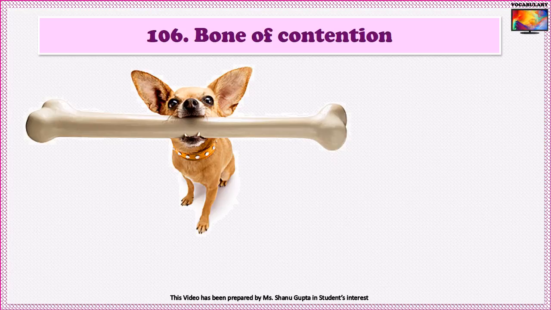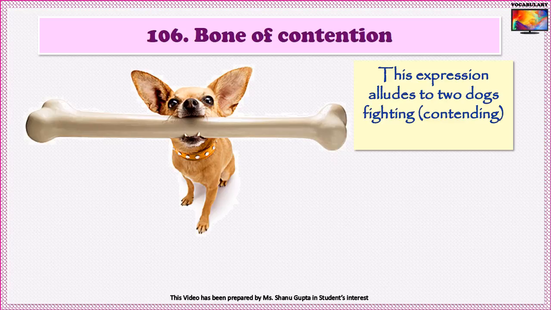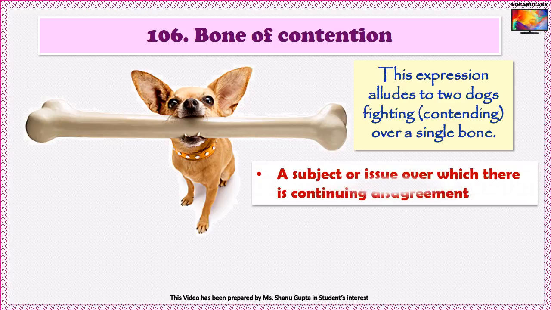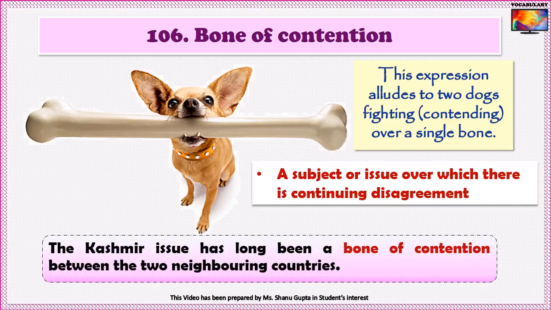Bone of contention. Well, contention means a heated disagreement. This expression alludes to two dogs fighting over a single bone. So the phrase a bone of contention is used to refer to a subject or issue over which there is a continuing disagreement. For instance, we have the following sentence. The Kashmir issue has long been a bone of contention between the two neighboring countries.